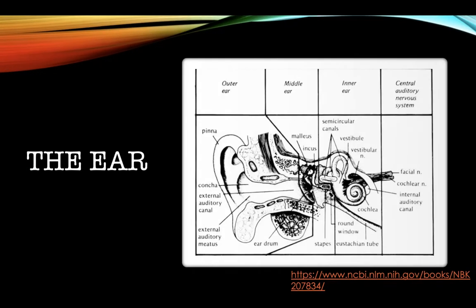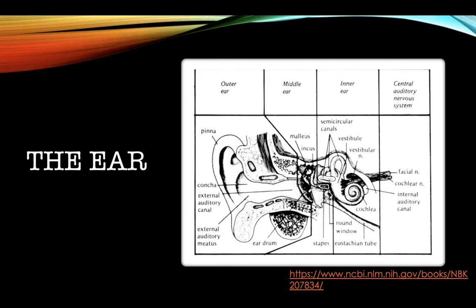And then next, we have the ear. I'm basically going to go over the basic layout of the ear. It's cut up into about four different sections. You have the outer ear, the middle ear, the inner ear, and then your central auditory nervous system.